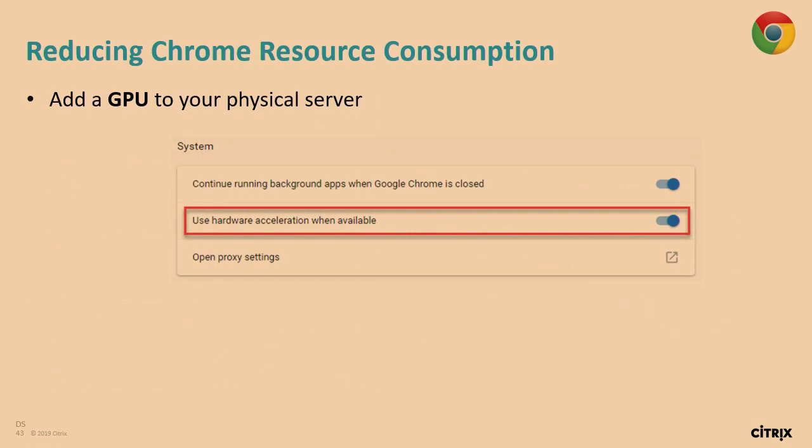There are some ways to deal with consumption. If you have a GPU in your physical machine, then Chrome is able to leverage this. As you can see there, hardware acceleration is enabled by default.